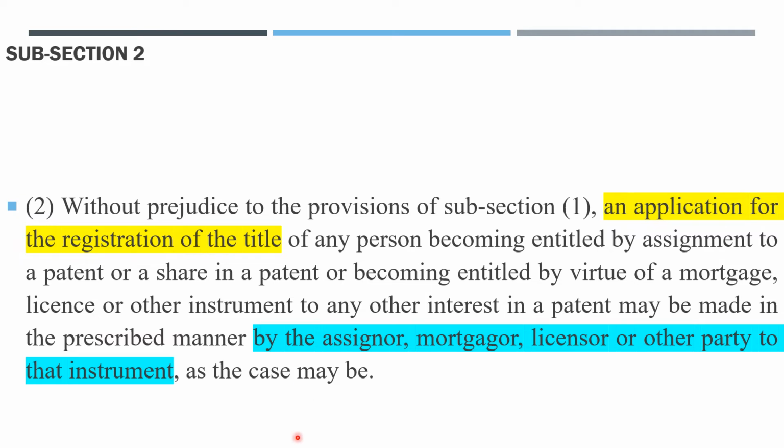Okay, so we can say that without harming in any way, or besides section 69 subsection 1, an application for registration of title of a person entitled to a patent by any instrument as mentioned may be made by the assignor, mortgagor, licensor, etc. Fine. So this is the simple meaning of this subsection.